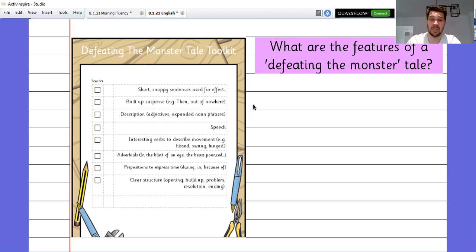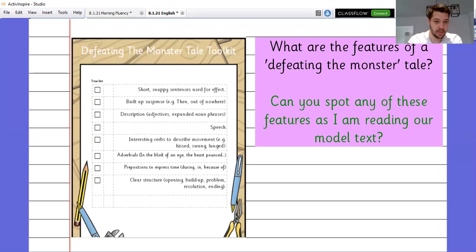Adverbials, so especially those fronted adverbials, in the blink of an eye, it has here as an example. In the blink of an eye, the beast pounced. Out of nowhere, comma, what happened? Prepositions to express time. So remember, prepositions refer to time, but also where. And then a clear structure, those 5 steps that you looked at over the last couple of days. Opening or introduction, build up, problem, resolution, ending.